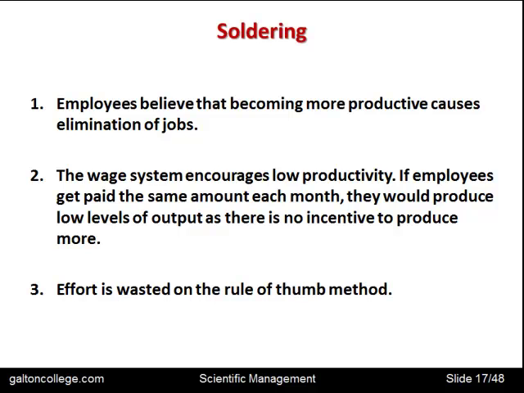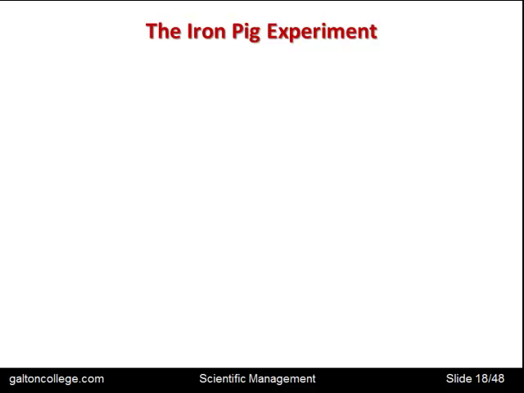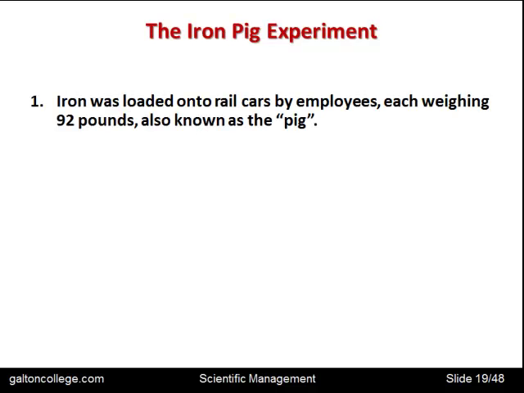So he learned from his observations of soldiering, as he called it, within the steel industry. The pig iron experiment: iron was loaded onto rail cars by employees, each piece weighing 92 pounds, and this was known as the pig.